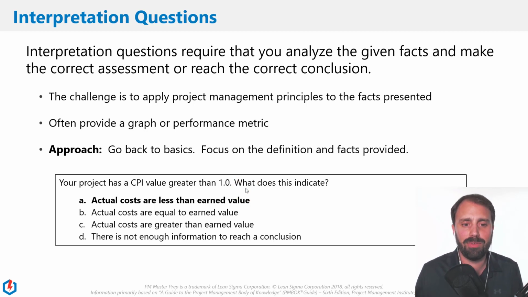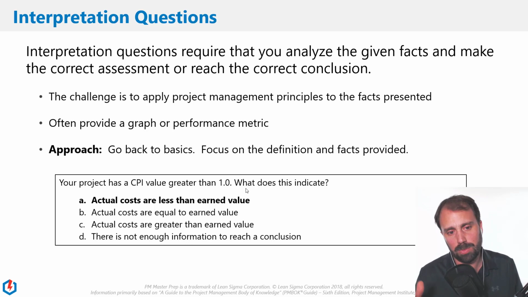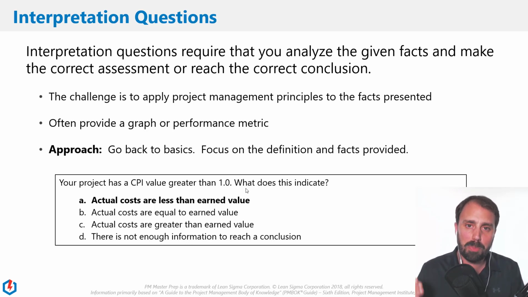So in this situation, a value greater than 1, well, given the answers here, that means that the actual costs are less than the earned value. Now, you won't know that if you haven't started studying yet, but we're going back to the basics, back to the facts. There's often graphs or performance metrics in these situations, and we want to interpret the values from there.